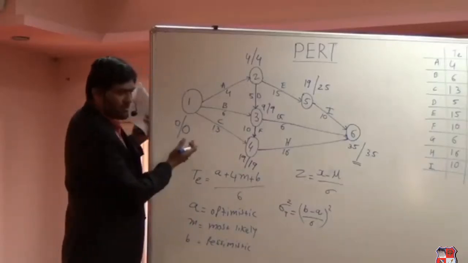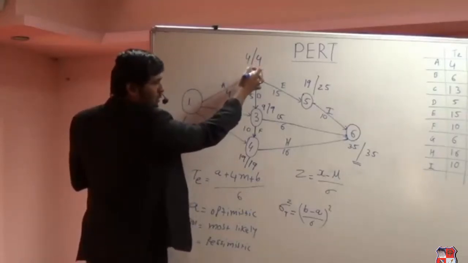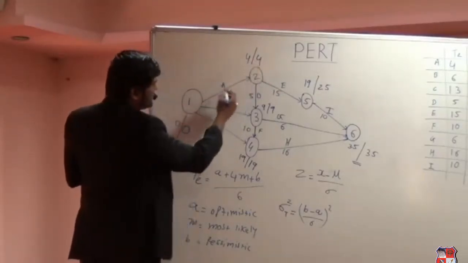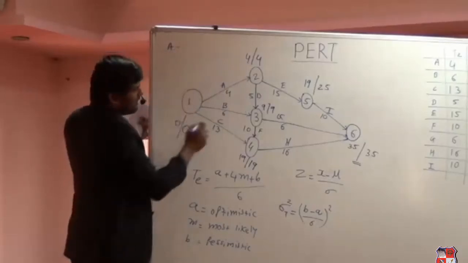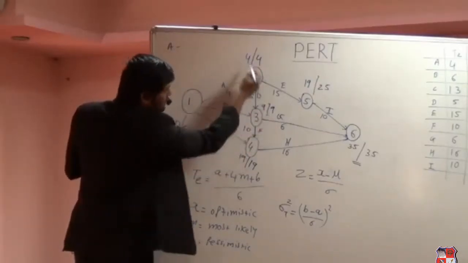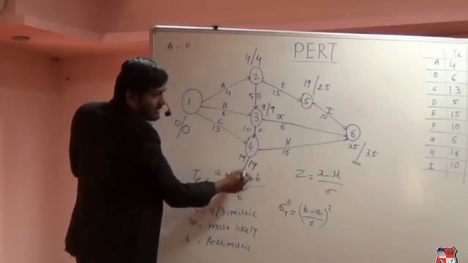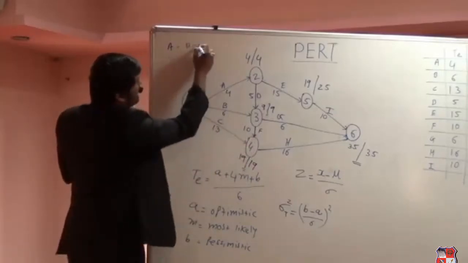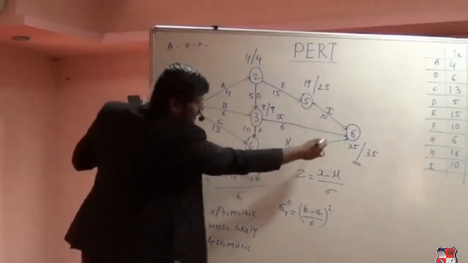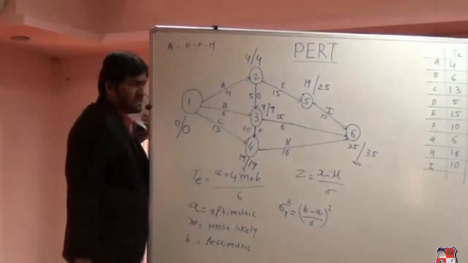So 0, 0 is of course a 0. If you move in this direction, 4, 4, the difference is 0. So we can go in that direction. So start with A. Then if I come over here, again the difference is 9, 9. So the second activity is D. Then the next is again 19, 19, difference is 0. So next is F. And lastly we have H. Right? So one possible critical path is this.